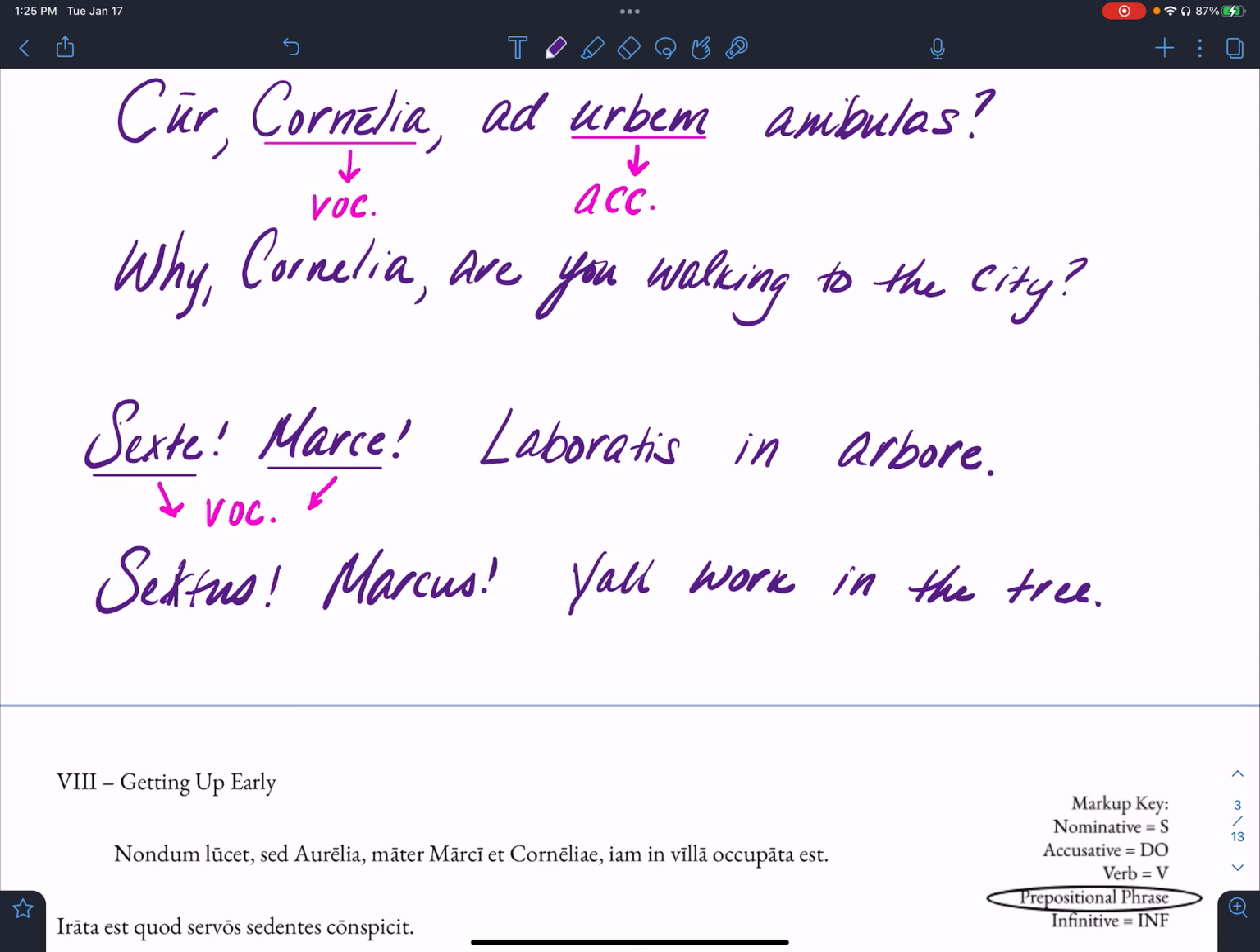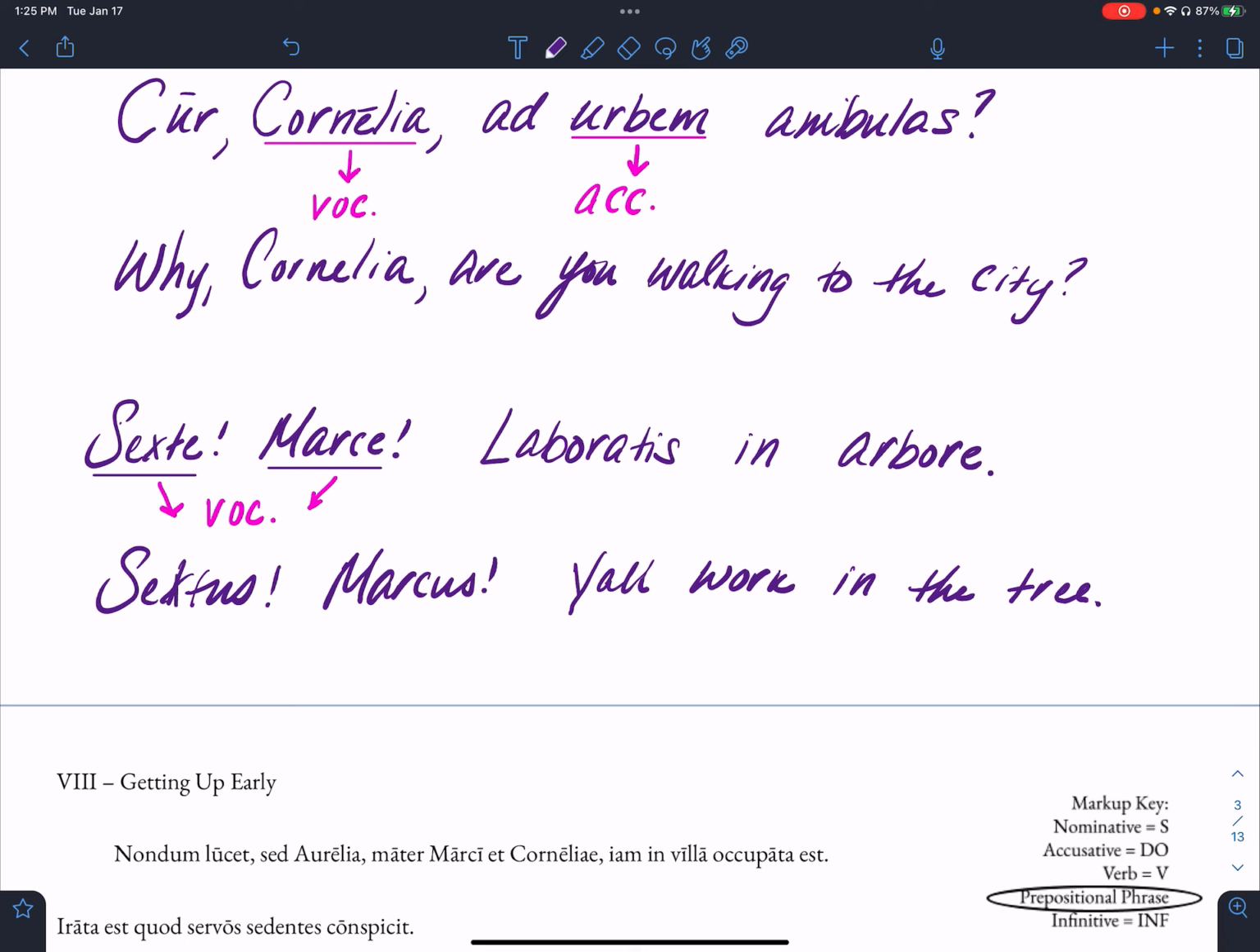Okay, so the vocative is just used for direct address, and you're going to see it with what person? Second person, right? You or y'all.